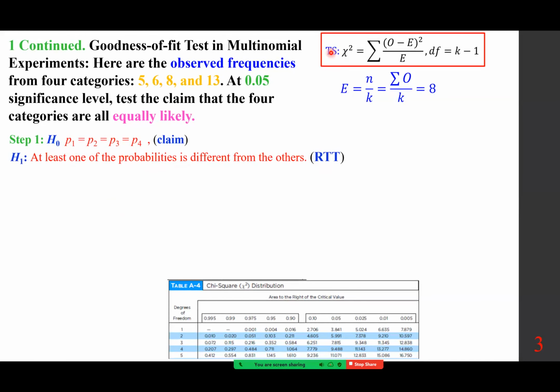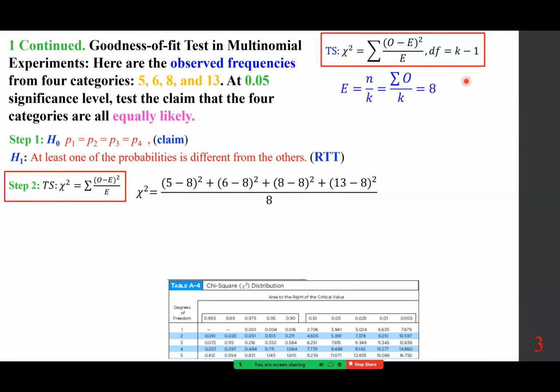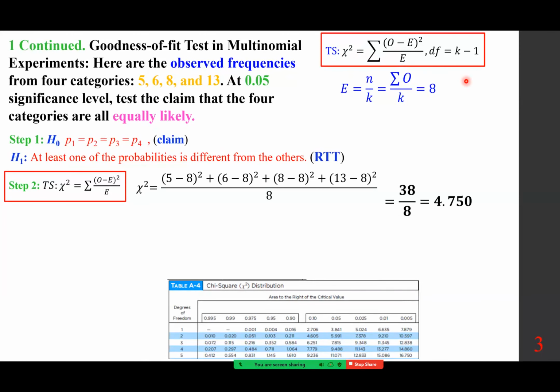The second step is to calculate the chi-squared value using the formula, the summation of O minus E quantity squared over E, which means 5 minus 8 quantity squared, 6 minus 8 quantity squared, 8 minus 8, 13 minus 8 quantity squared, add them up, divided by E, which is 8. That's the meaning of it. And we get 4.750.